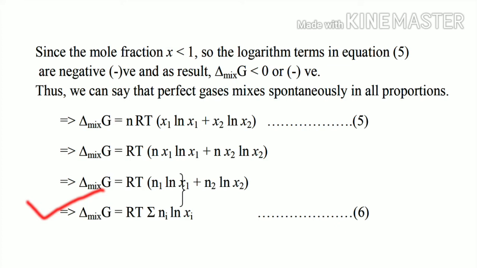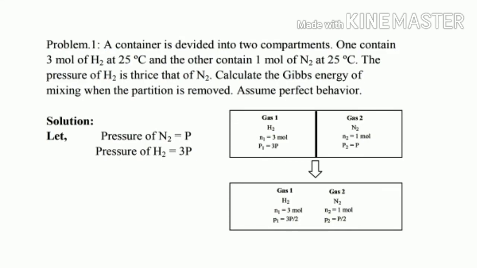Given these two equations, equation number 6. So the Gibbs free energy change of mixing is given by this equation number 6. Okay, now let us solve a numerical problem based on the Gibbs free energy change of mixing.